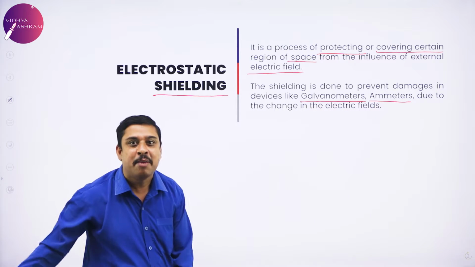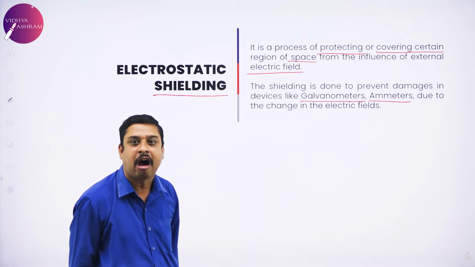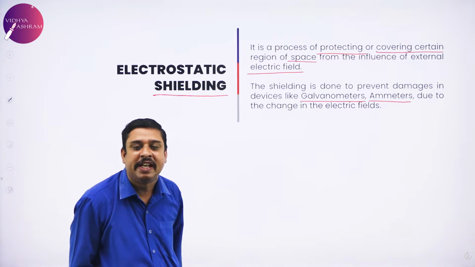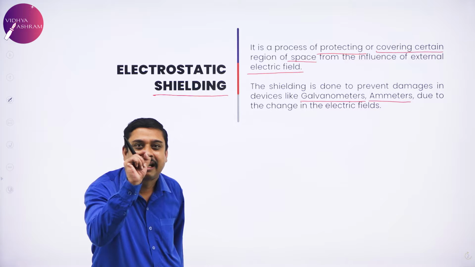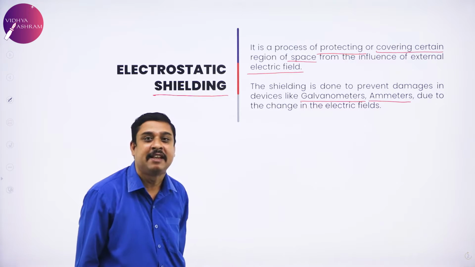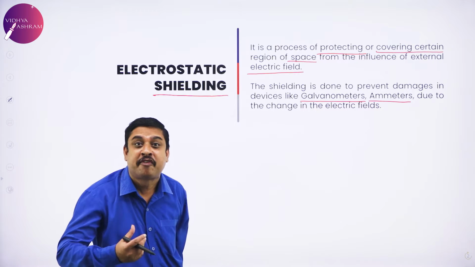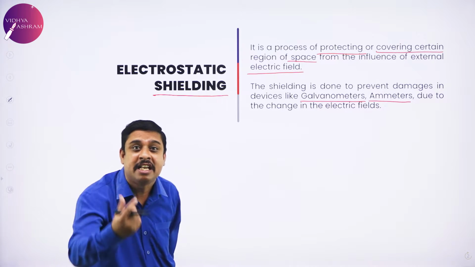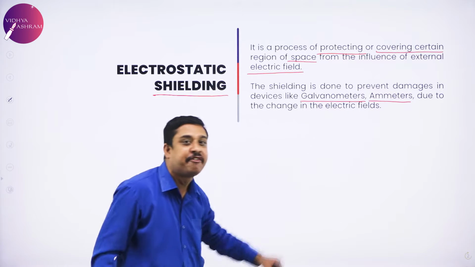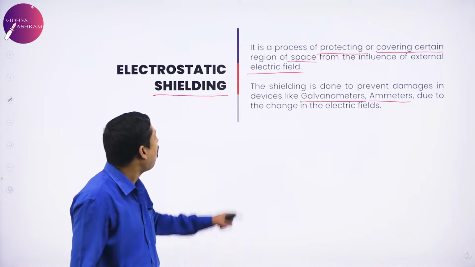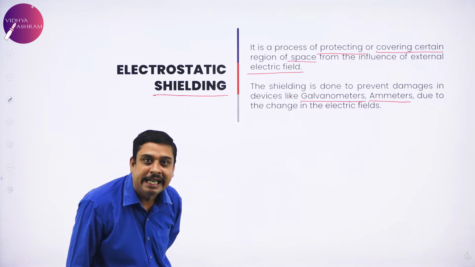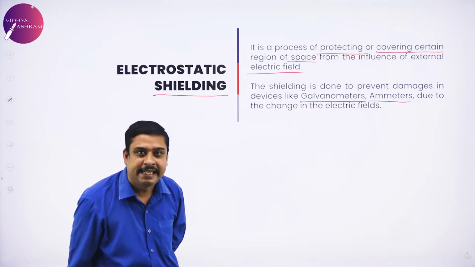Galvanometers, ammeters, etc. High current sensitive devices are very sensitive even to a small magnitude of current. You have to protect these devices from the influence of strong electric fields. That is what we call electrostatic shielding. Then how is it done?